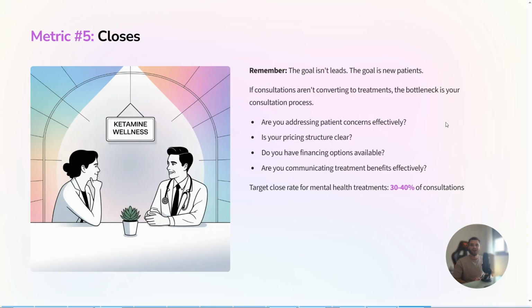The last metric, obviously, is closes, because as we've said, the goal is not leads, the goal is new patients that you're going to heal and help. So ask yourself the following questions. Are you actually addressing their concerns effectively? Are you making them understand how the treatment is going to work? Is your pricing structure clear? Are you taking payment plans if you're doing ketamine? Are you making it easy for them to start? And the most important thing is, are you communicating the treatment benefits effectively?